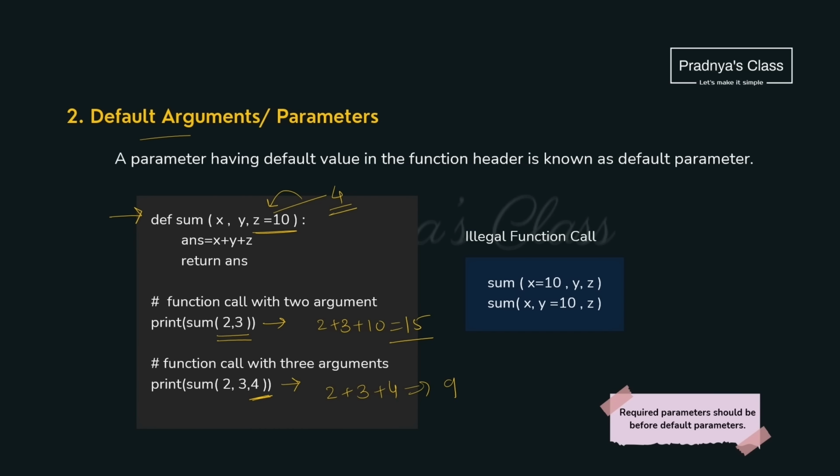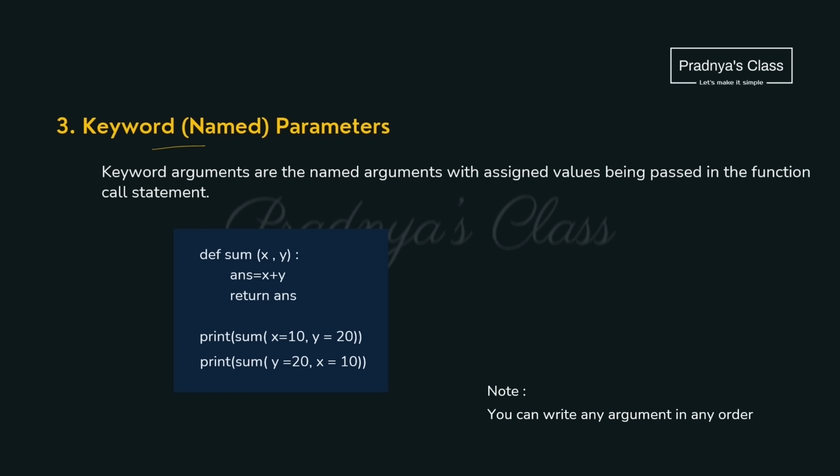It will be 9. Here is the third way of passing parameter called as keyword or name parameter. In this, we pass the parameter with name. Look at this function call. We are writing the name of the variable along with its value. The value of x will be 10 and y will be 20. We are passing the value with name, that's why it is called as name parameter. What is the use of it? We can change the order, we can send it in any order. Because we are passing with the name, same name we will be using here also. So there is no problem with the order.